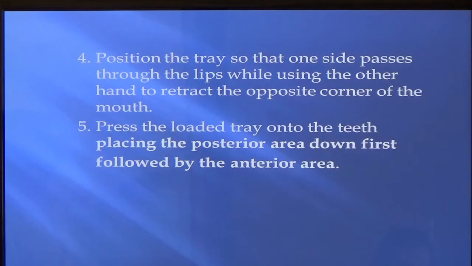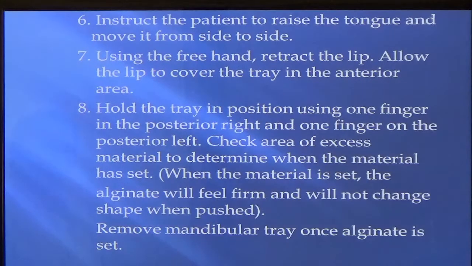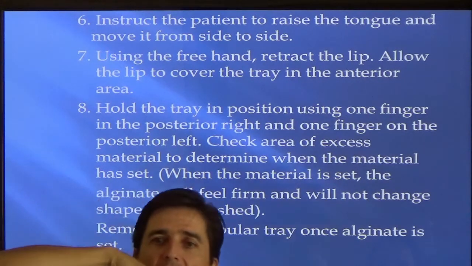So always seat the back first and roll forward, top and bottom. Bottom like this, back and roll forward; top like this and roll upward. For the bottom, again, tell the patient to raise their tongue. Then, as you roll it forward, retract the lip. This is the biggest problem on impressions right here. You do not retract the lip. And you finish your impression, and your tray is right here on the lip.